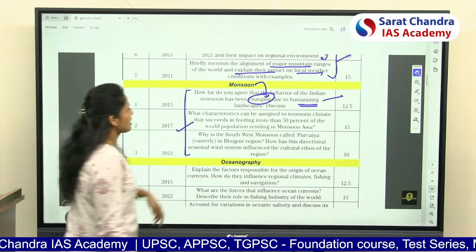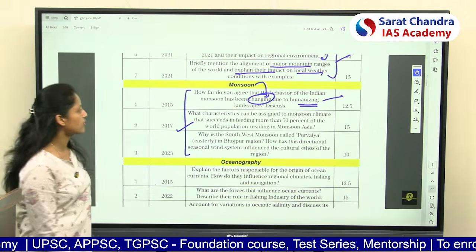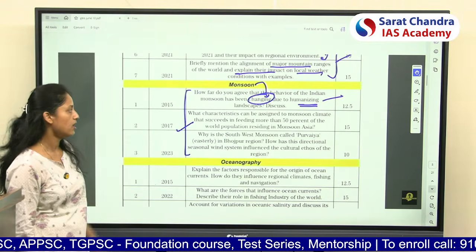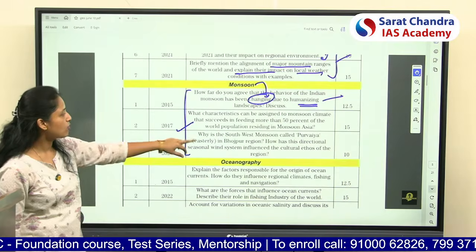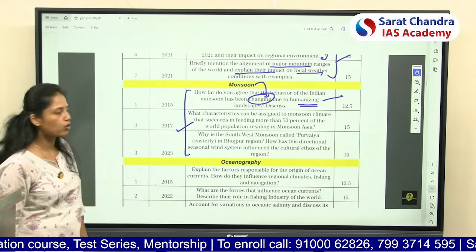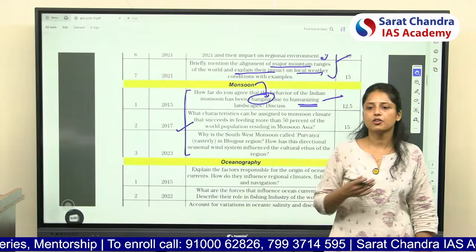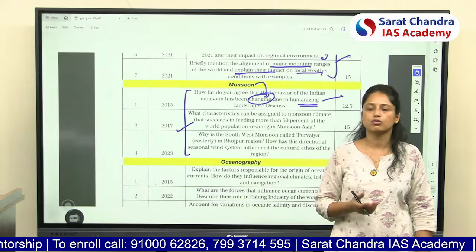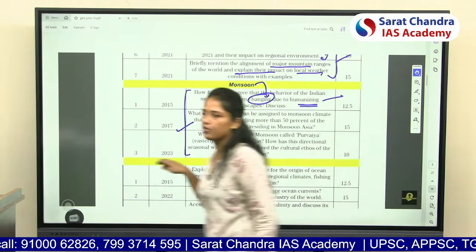What characteristics can be assigned to monsoon climate that succeeds in feeding more than 50% of the world population residing in monsoon Asia? So basically it is asking about the Indian monsoon only. Why is the southwest monsoon called Purvaiya in Bhojpur region? See, this question might look typical, but whenever you read about the mechanism of monsoon, what generally happens in monsoon?